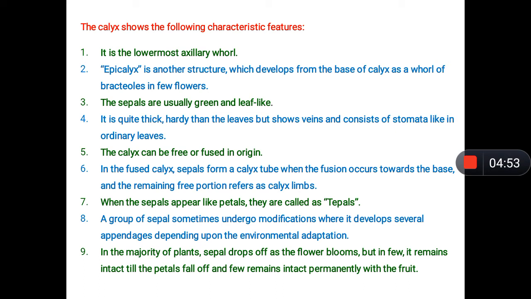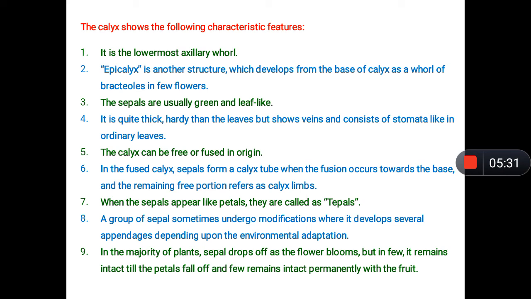The calyx can be free or fused in origin. If the calyx is free, then it is called polysepalous, or if it is fused, then it is called gamosepalous. If it is free, it is polysepalous. If it is fused, then it is gamosepalous. In the fused calyx, sepals form a calyx tube when the fusion occurs towards the base, and the remaining free portion is referred to as the calyx limb.